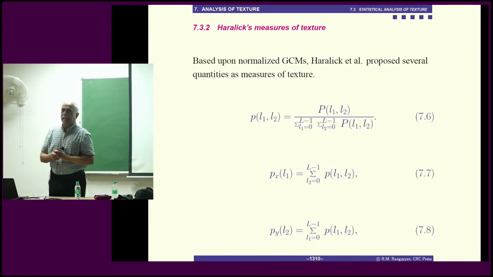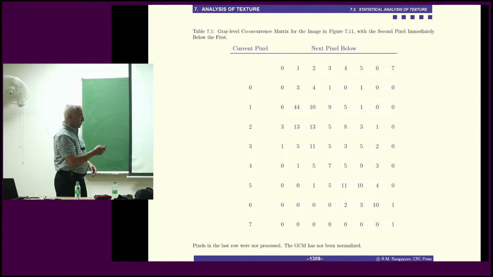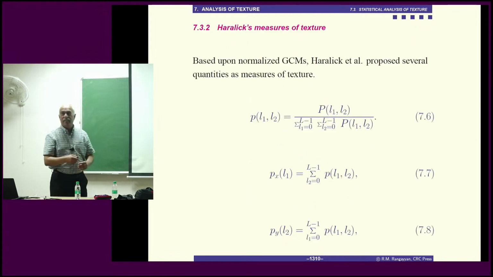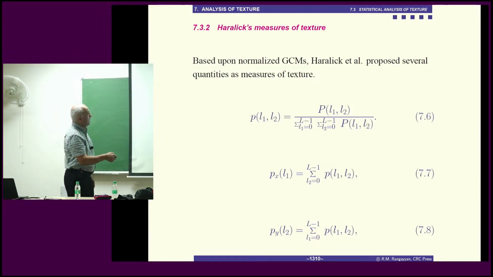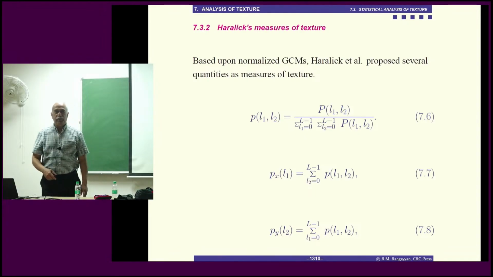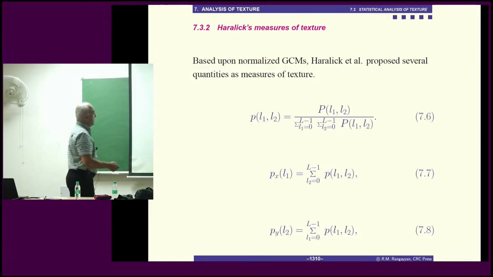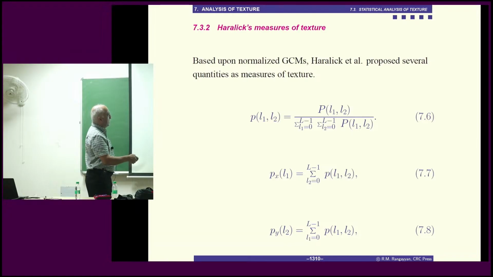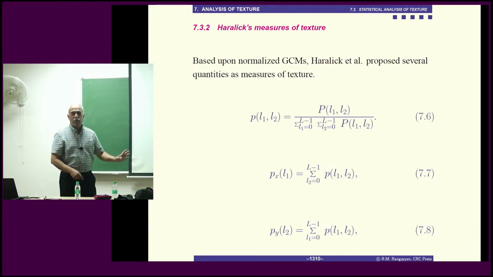Okay, Haralick then said, Haralick and colleagues, they're known as Haralick's texture, but there are co-authors. This was P(L1, L2), the GCM. You normalize by the total number of values. So you treat it like a PDF, a bivariate PDF, P(L1, L2), small p. Now you take the marginals, sum this in one direction, over L2, and sum in the other direction, over L1, and you get Px and Py. These are called marginals.